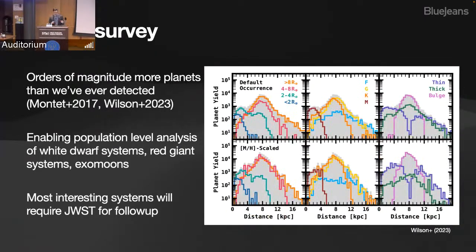And just to show this in a slightly different way, here are the expected distance distributions for the different size planets on the left, different stellar types in the middle, and different regions of the galaxy on the right. And so not only will this survey find tens of thousands of planets in the galactic bulge, but it'll also find planets on the far side of the galaxy. In addition, most of the small planets that it finds will be within 5 kiloparsecs of us, which makes follow-up with telescopes like JWST feasible.